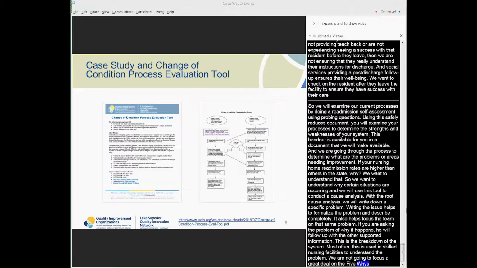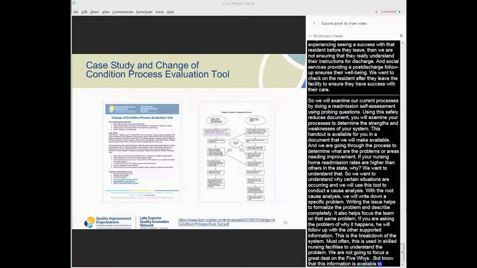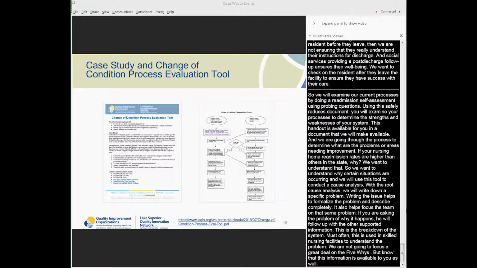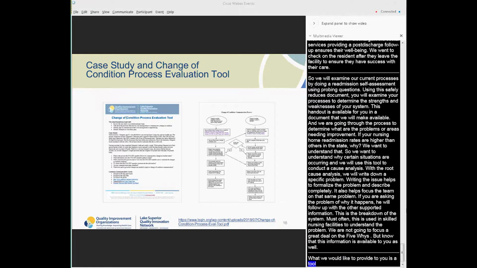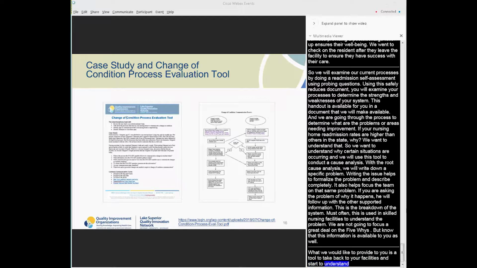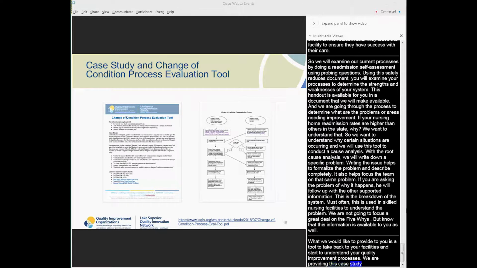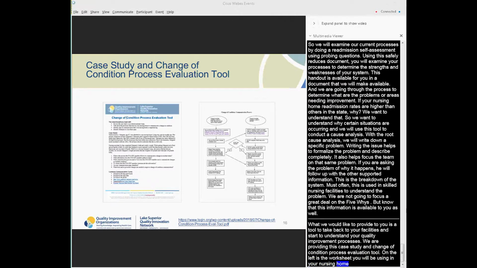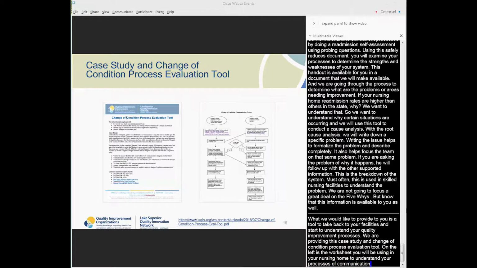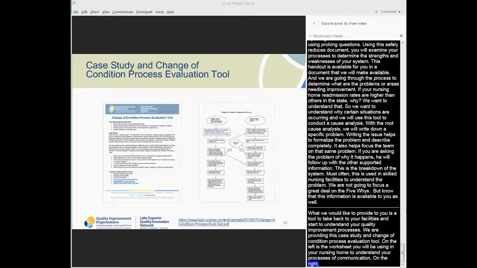So what we'd like to provide for you is actually a tool to take back to your facilities and start to understand your quality improvement processes. We're providing the case study and change of condition process evaluation tool. On the left is the worksheet that you'll be using in your nursing home to understand your processes of communication. And on the right, we've been actually given a wonderful document called the Change of Condition Communication Process document.